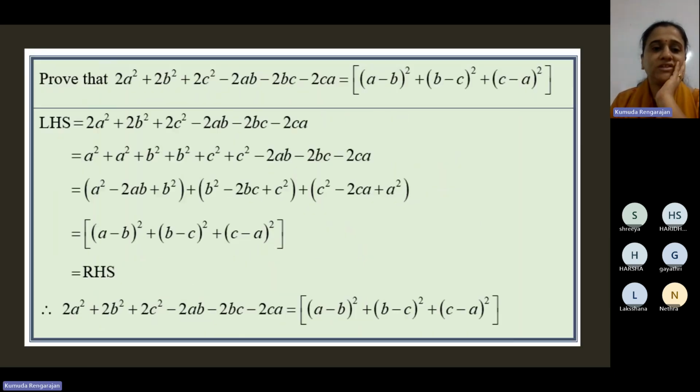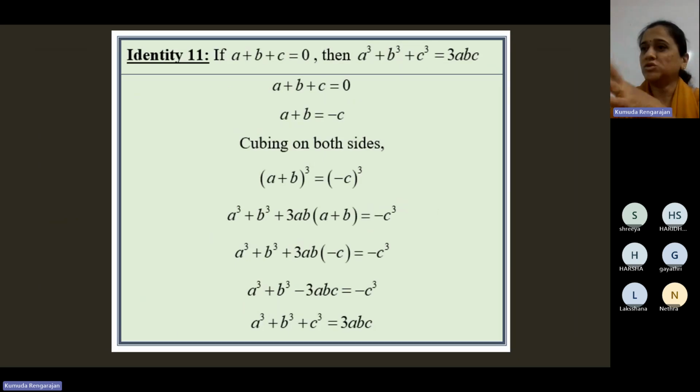Okay, so these we'll see in the next class. Too much of ABC has happened now, so we'll see these in the next class. But with this, you've been introduced to all the identities which you will be using in standard 9. So we'll now list all the identities. We'll see how much we can recall.